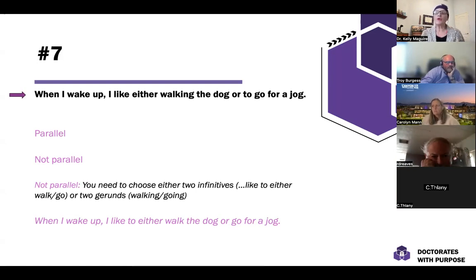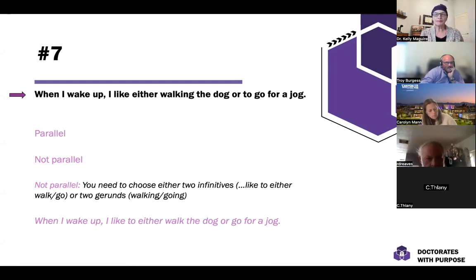They do go together. Either/or, neither/nor do go together. That is a very good observation. What makes this one not parallel is that we have that infinitive "to" in there. So to do something, we need to have them match.